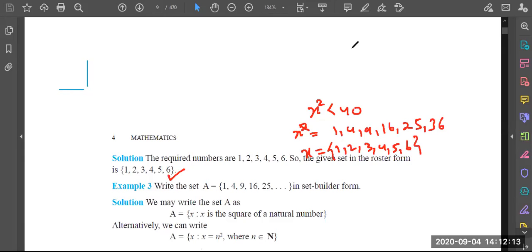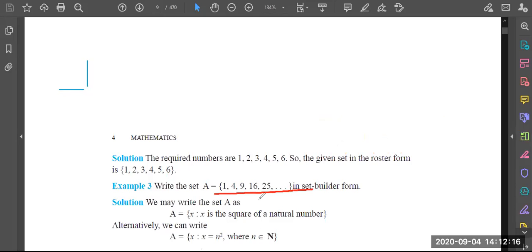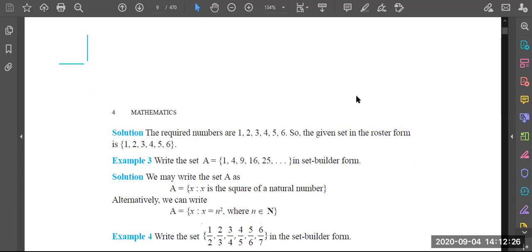Okay, very good. Right now, this is set builder form. We have already seen this, right? It is just x equal to n square. So I guess all of you understood the concept, right? Let's solve this problem. Example 4. Write this in set builder form. Everyone, try it yourself. Don't worry.